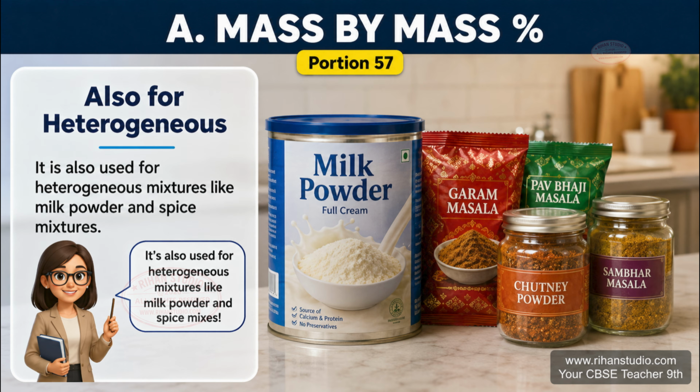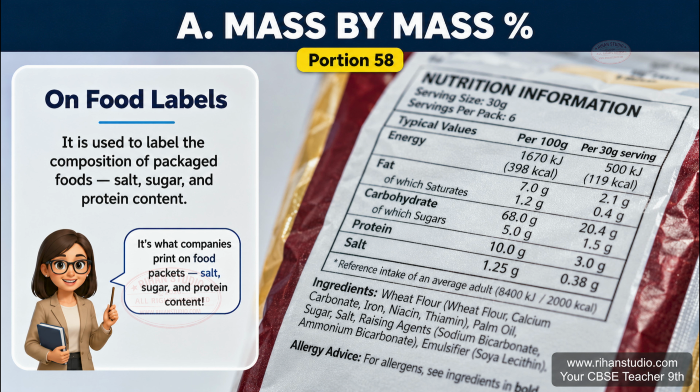Mass by mass percentage is also used for heterogeneous mixtures, like milk powder and spice mixes. It is used to label the composition of packaged foods, like salt, sugar, and protein content. It is what companies print on food packets: salt content, sugar content, protein content, and so on.